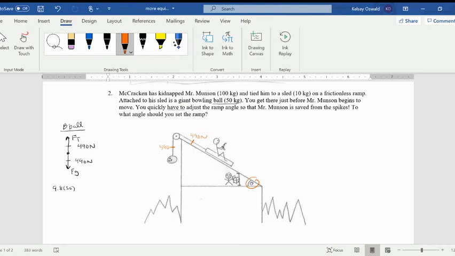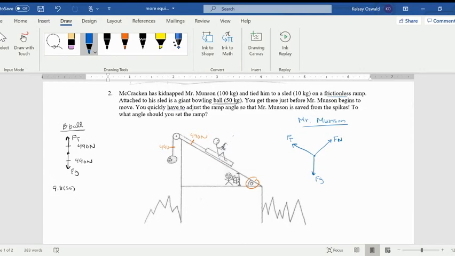So now we're given some information about Mr. Munson and his sled. So let's go ahead and draw our free body diagram there. We always have gravity pointing straight down, and our normal force is always perpendicular to our surface. So here it's going to go up and at an angle. Our wire is going uphill, so we're going to have a force of tension up and to the left. And it tells us that it is frictionless, so we're not going to have a force of friction here.